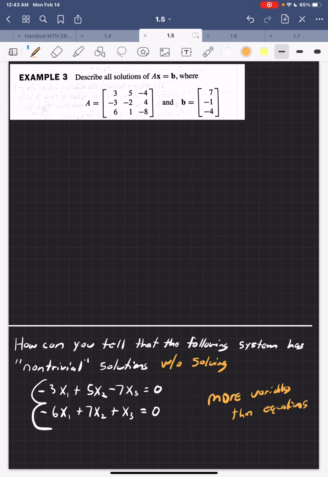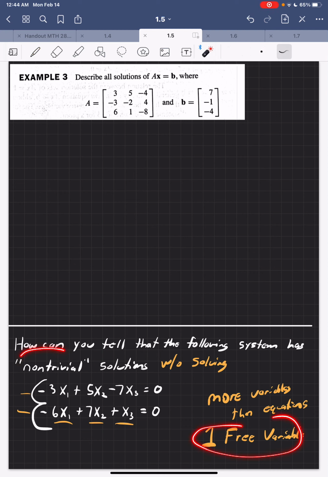I have 3 variables, but only 2 equations. I have more variables than equations, so I must have free variables. Must have at least one free variable. And if I have one free variable, then I have more than just 0, 0, 0 as a solution.